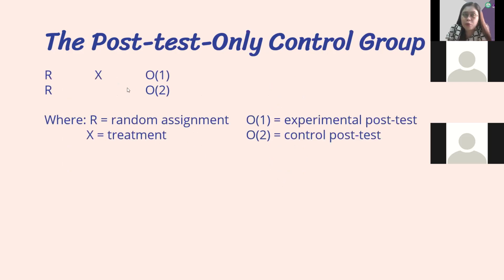Pero pwede din naman class post-test only control group. Meron kang dalawang grupo, experimental and control group. The subjects are also randomly assigned. Yung isa, bibigyan mo ng treatment, pero magpo-post test ka lang. Walang pre-test na nangyari ha. And then yung isa, since this is a control group, syempre hindi mo siya bibigyan ng iyong treatment, pero bibigyan mo siya ng whatever control chemical substance yung napili mo, and then magpo-post test ka diretso.